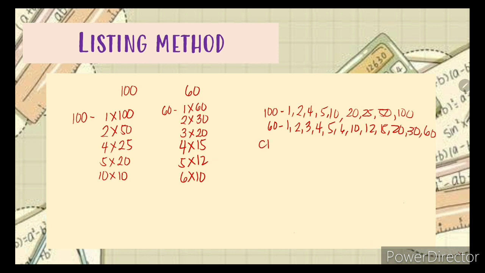Now, let us look for the common factors. So, we have 1, 2, 4, 5, 10, and 20. Okay, let us list. So, 1, 2, 4, 5, 10, and 20. Now, ano dyan yung mas malaki? Pinakamalaki sa ating common factor. The biggest one is 20. So, that is our GCF.